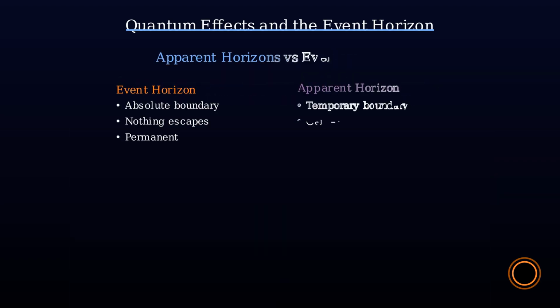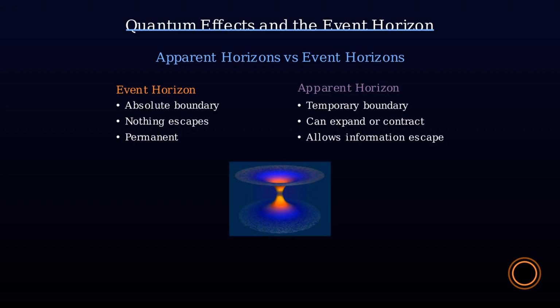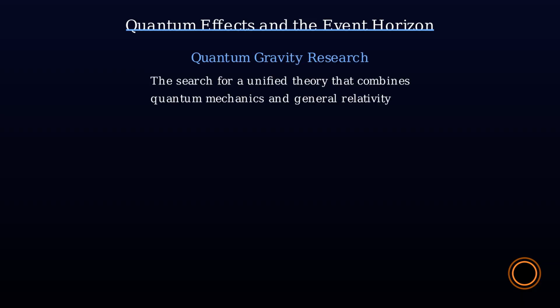Some scientists, including Stephen Hawking in his later years, questioned whether true event horizons exist. They proposed apparent horizons instead, temporary boundaries that can change over time. With apparent horizons, information could potentially escape a black hole after a long time, preserving quantum information and avoiding the information paradox.